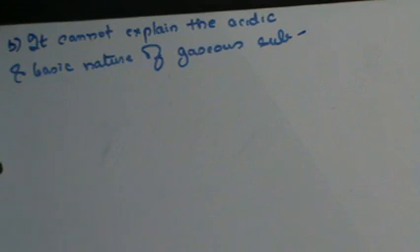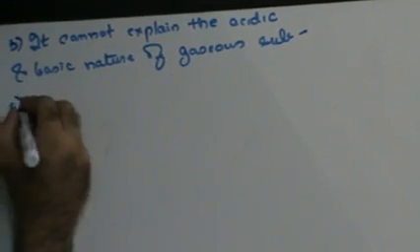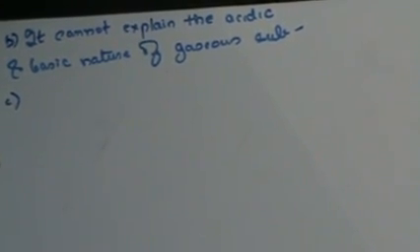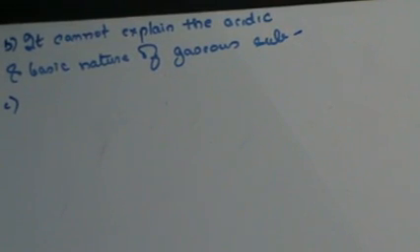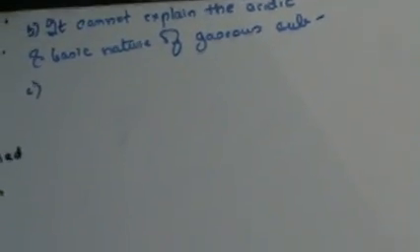Next, the third drawback: it could not explain the basic nature of some salts which do not contain hydroxyl ions. There are substances which do not contain hydroxyl ions, and yet they are basic in nature. Arrhenius theory could not explain this.